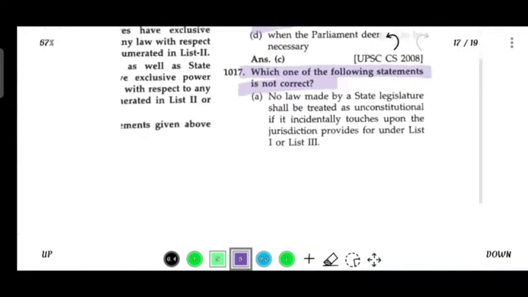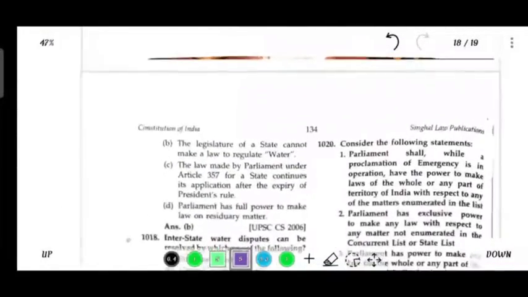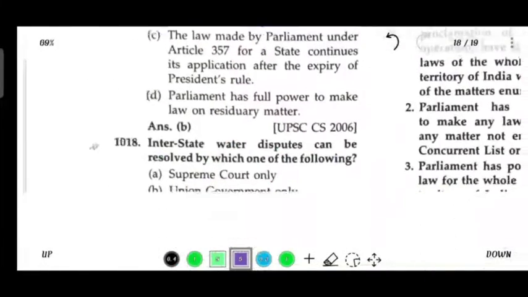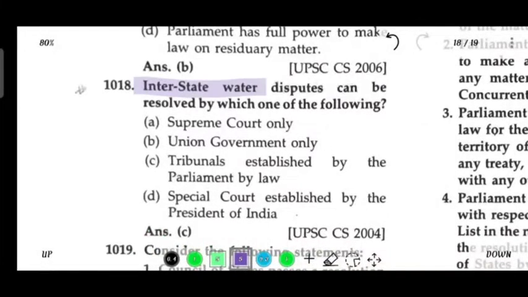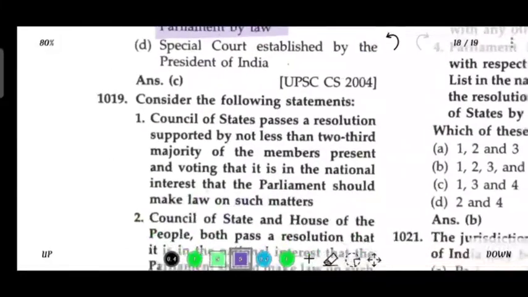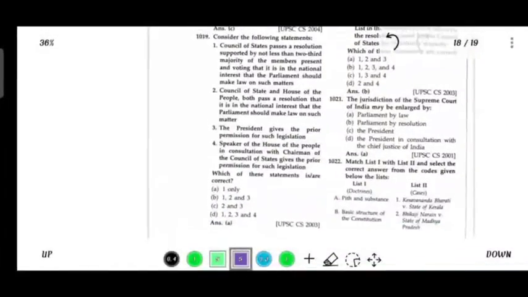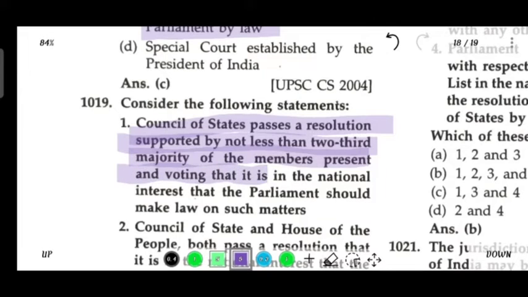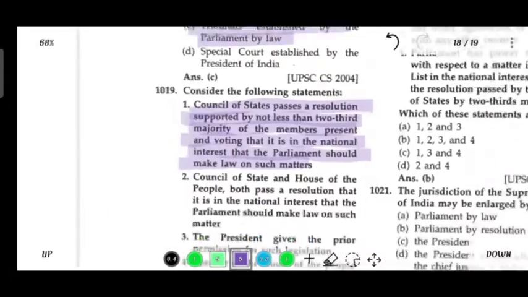Which one of the following statements is not correct? The legislature of the state cannot make a law to regulate water. An interstate water dispute can be resolved by which one of the following? A tribunal established by the Parliament by law. The Council of State passes a resolution supported by not less than two-thirds majority of the members present and voting that it is in the national interest that Parliament should make law in such a matter.